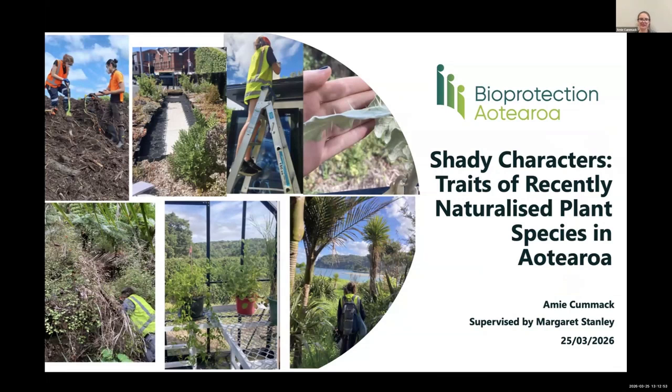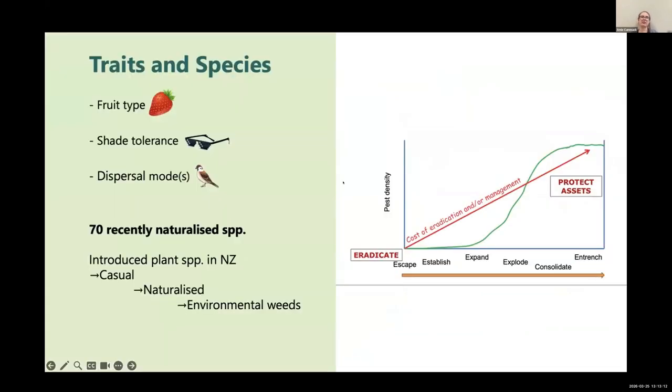Kia ora, I'm Amy. I was supervised by Margaret Stanley and also working with Keiko Hashiba, looking at the traits of recently naturalized plant species in Aotearoa and also doing some fun field work. The traits I was looking at were fruit type, shade tolerance, and dispersal modes across 70 species that were casual occurring in 2006, but naturalized as of 2020.